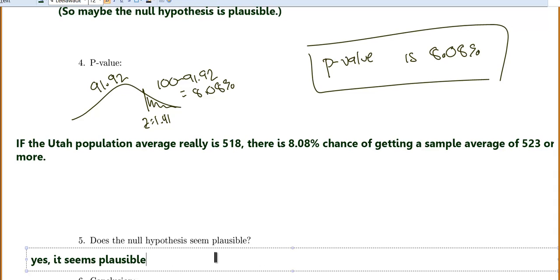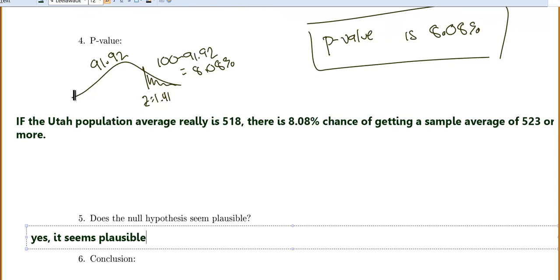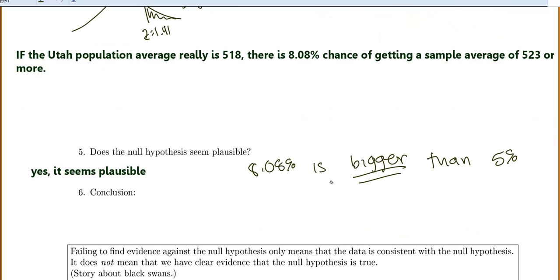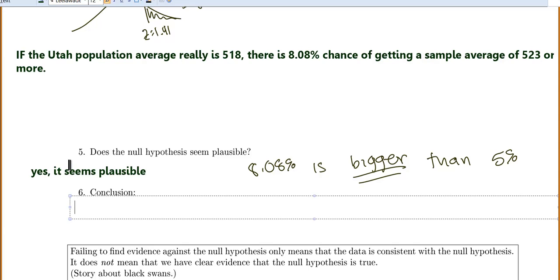And specifically, 8.08% is bigger than 5%, which is our cutoff. So for our conclusion, because we had a big p-value, we will fail to reject the null hypothesis.